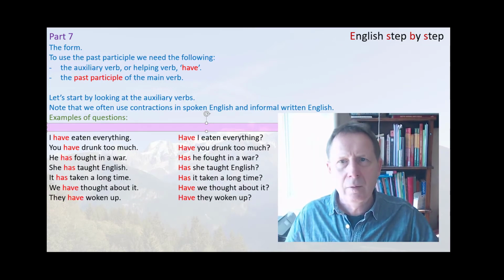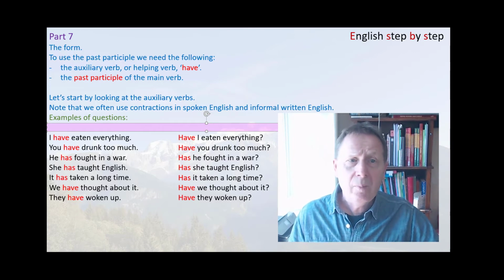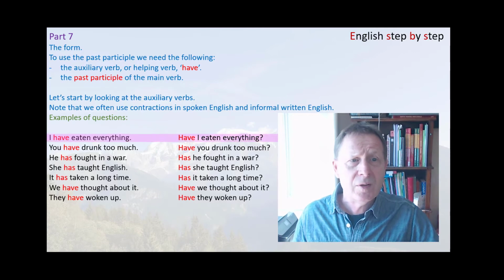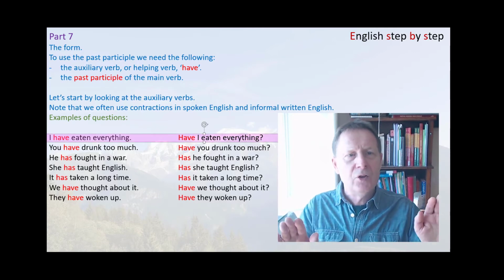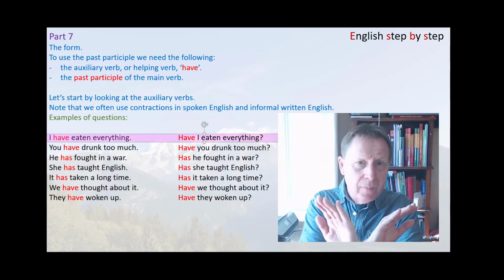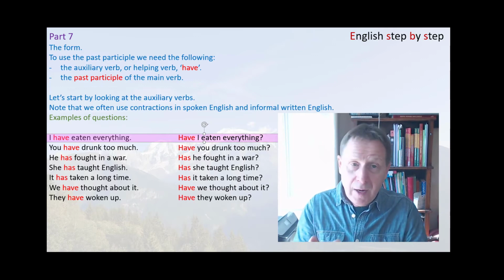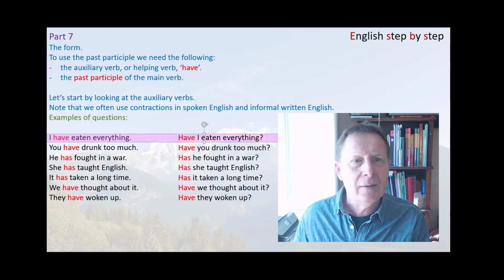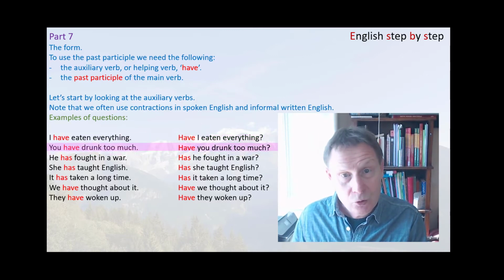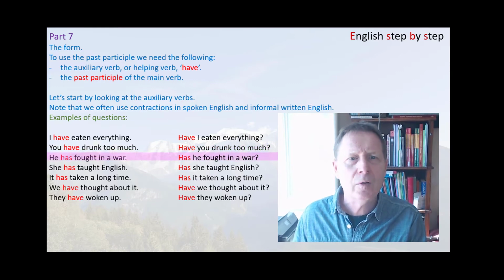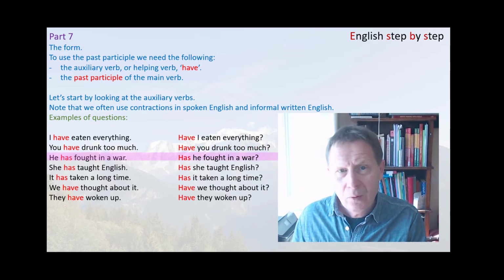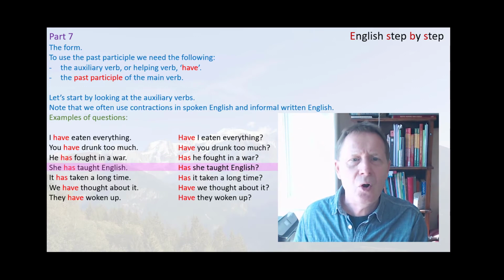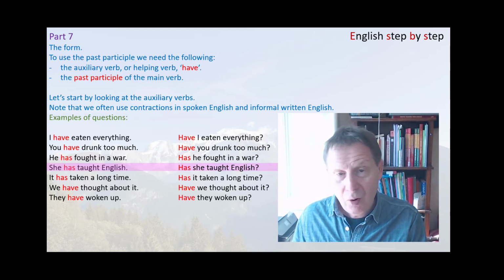So let's continue this look at the auxiliary verb by thinking about questions. Well, again, with questions, I have changes to have I. So we're using the inversion form of questions again. I have eaten. Have I eaten? You have drunk too much. Have you drunk too much? He has fought in a war. Has he fought in a war? She has taught English. Has she taught English?